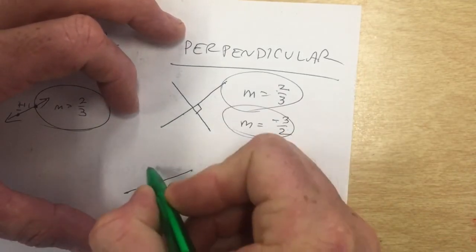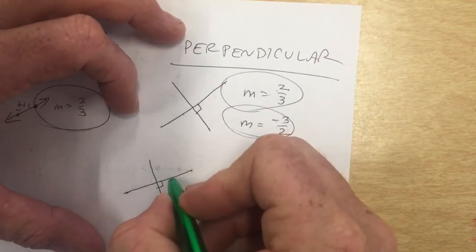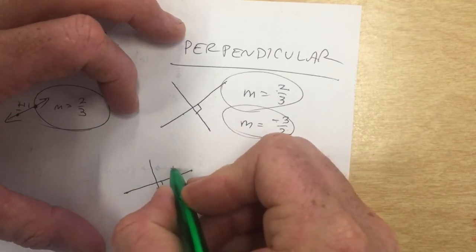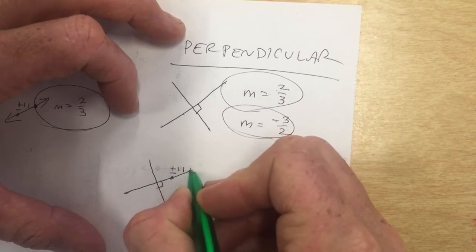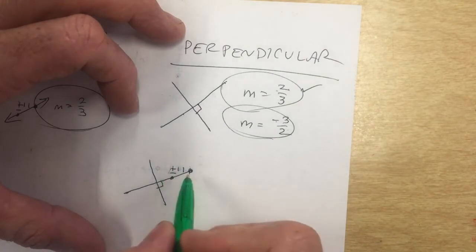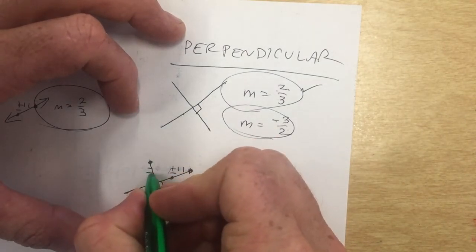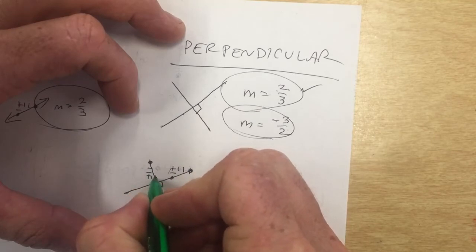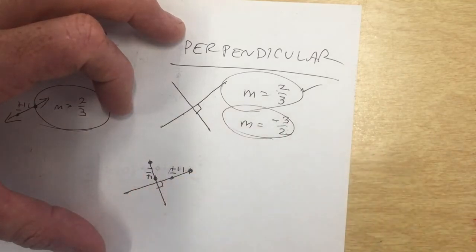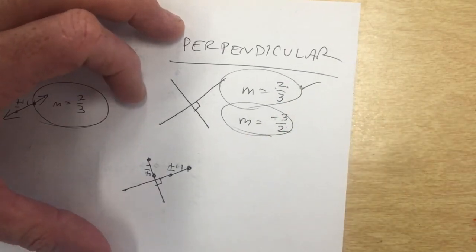Let me draw another one. Okay, here's another one. These are perpendicular. If I look at this one, see it goes up 2, and it goes over 3. See there? That's this one. It goes up 2 and over 3. All right, look at this one. This one goes down 1, 2, 3, and over 1, 2. See, it goes down 3/2. They're perpendicular. If they didn't have that quality, they would not form a right angle.